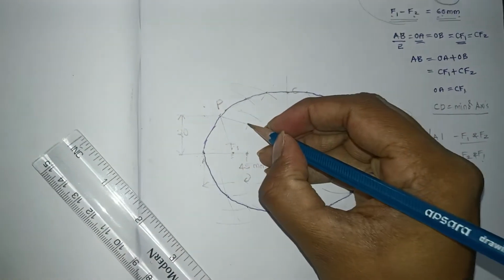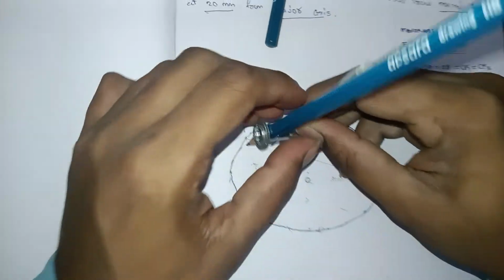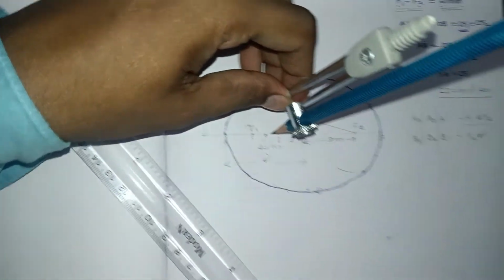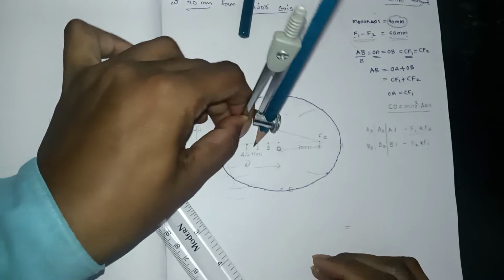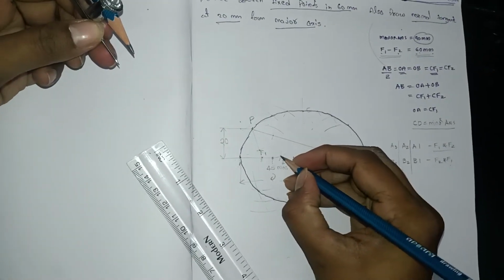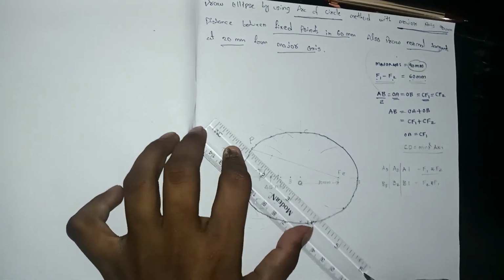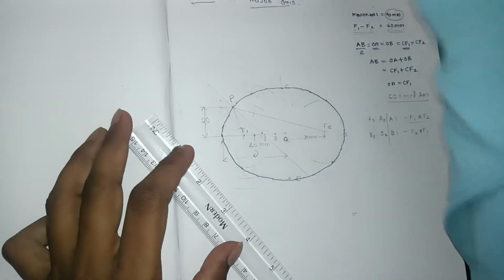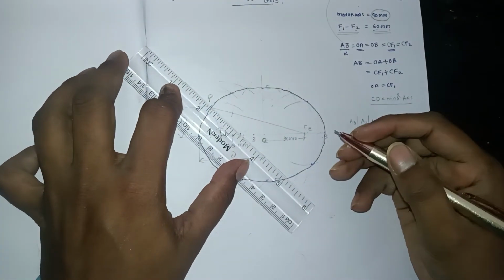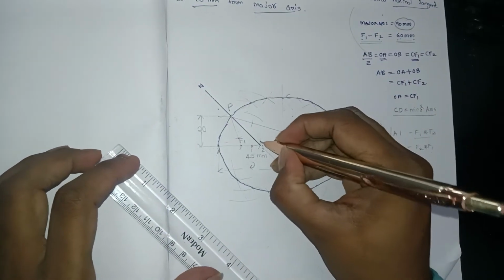Okay, with the same radius, here you will get 2 points. From these points you have to draw the arcs inside this angle. With the same radius you cut this arc, then you will get the point here. Now you have to join this point with P. This is nothing but the normal. You can give the name as N.